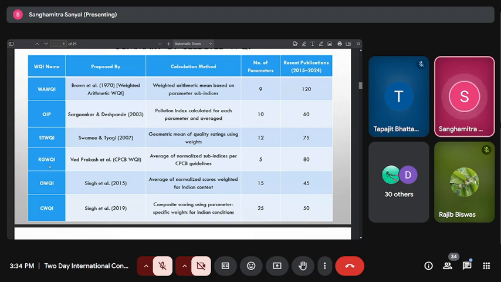River Ganga, Ved Prakash basically developed it for CPCB. This is very similar to WQI or actually NSFWQI. They simply use 5 parameters. So this is one of the simplest.